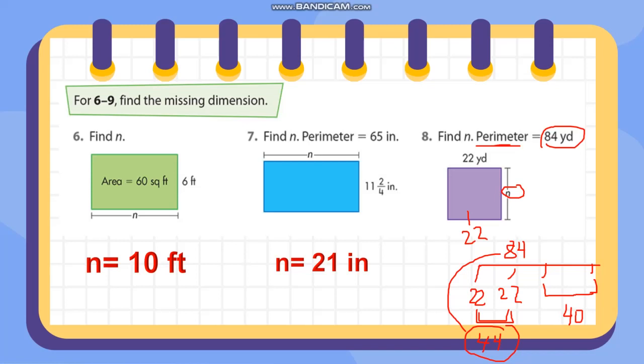So since you have two sides, you need to divide this into 2. 40 divided by 2 is equivalent to 20. So each one side is 20, and this one is also 20. That's why the unknown is 20 yards. Do not forget the units always. Here the unit that we use is feet, here inches, and here is yard.